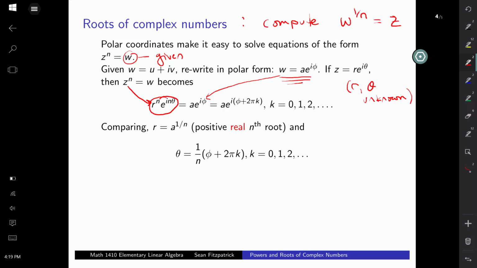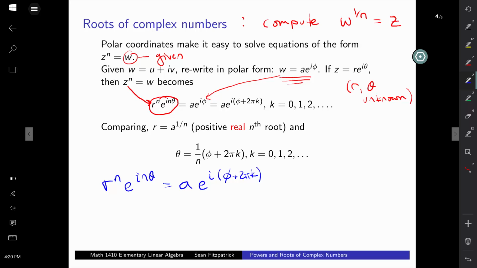So that doesn't change w, but it does change the roots, because if we now think about solving for r and theta, you have this equation: r to the n, e to the i n theta is equal to a e to the i (phi plus 2 pi k). And just like if you're working in rectangular coordinates, if you have two complex numbers equal, you equate the real parts and the imaginary parts. In polar form, you equate the modulus and you equate the arguments.